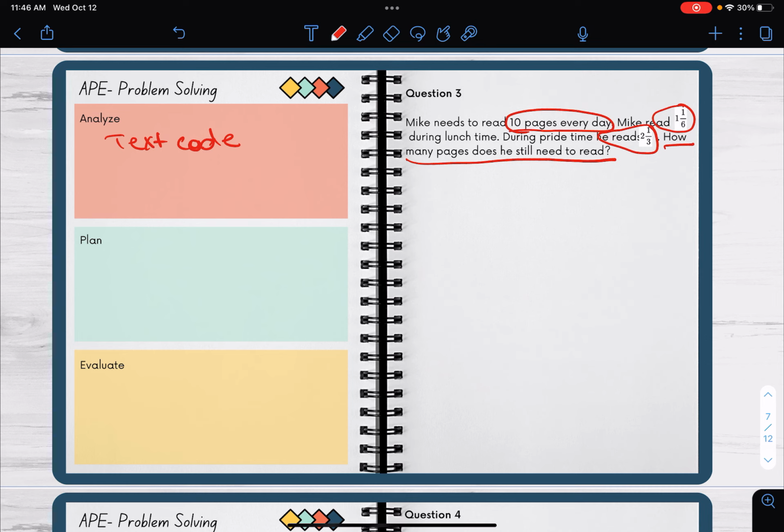So this actually is a multi-step problem, right? If we want to know how many pages he still needs to read, what operation does that tell you to do? You're right, that tells you to subtract. So my plan is going to be to subtract at some point, because that's what that tells me to do.